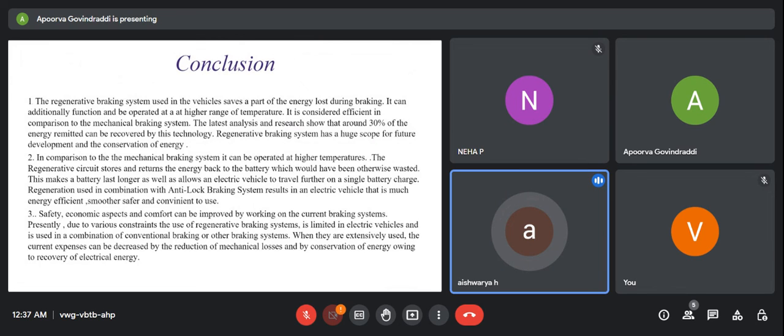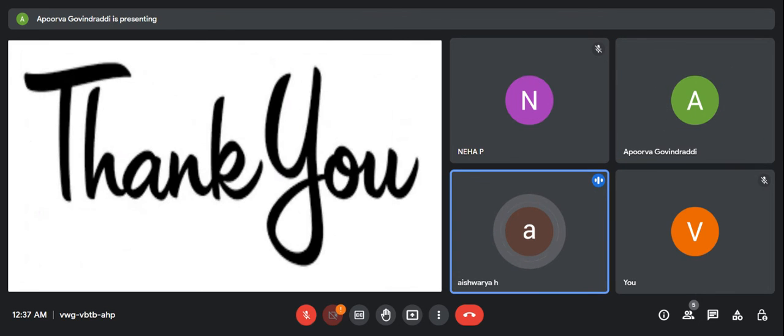Regeneration used in combination with an anti-lock braking system results in electric vehicles that are much more efficient, smoother and convenient to use. This comes to the end of our presentation.